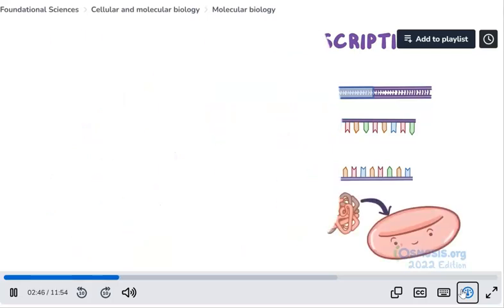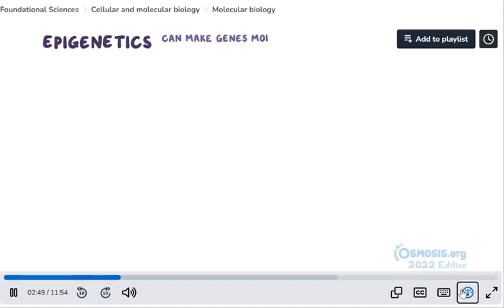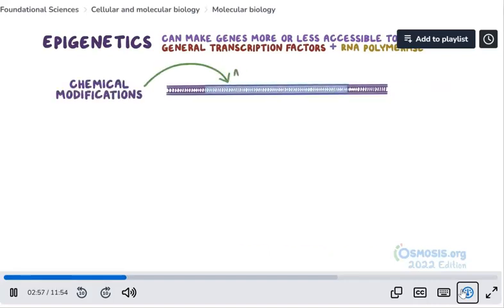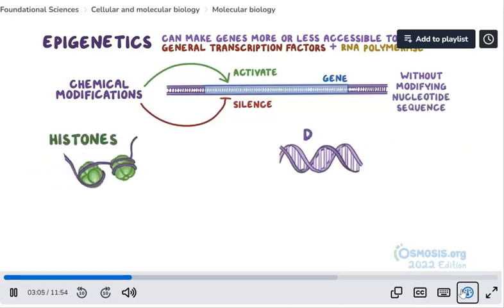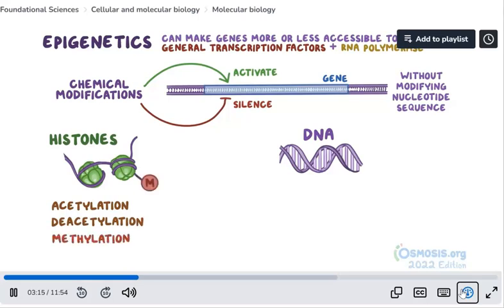An interesting form of gene regulation, called epigenetics, can also make genes more or less accessible for general transcription factors and RNA polymerase. Epigenetics refers to chemical modifications that selectively activate or silence certain genes without modifying the nucleotide sequence of the gene. These changes can occur in the histones or to the DNA itself. For histones, this usually happens through acetylation, which is adding an acetyl group to them, deacetylation, removing it, or through methylation, adding a methyl group.